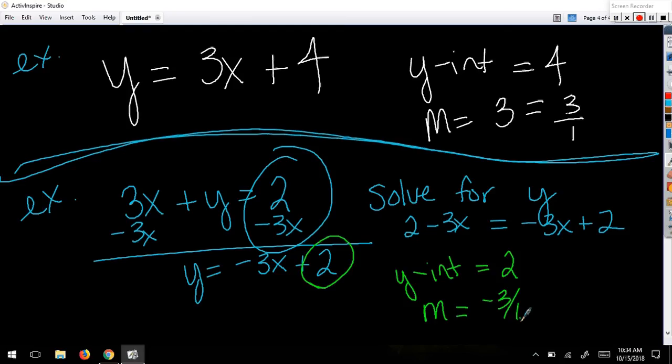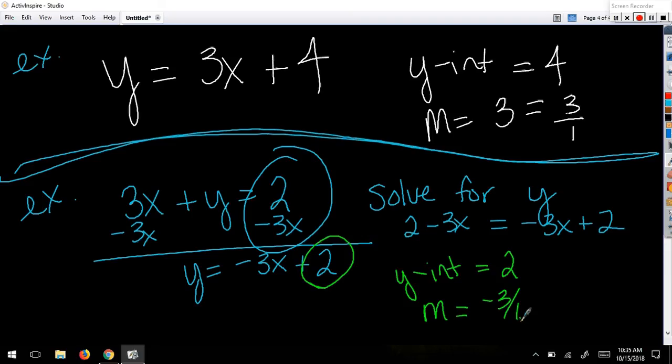Are we good on the y equation? When it's already in slope intercept form, the number in front of x is the m. The number by itself is the b, which is the y-intercept. When it doesn't look like this to start with, I have to make it look like that, so that I can find the m and the b.